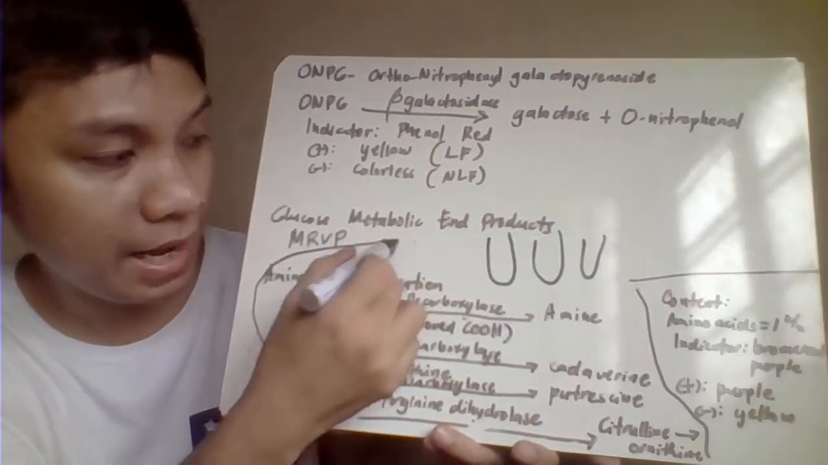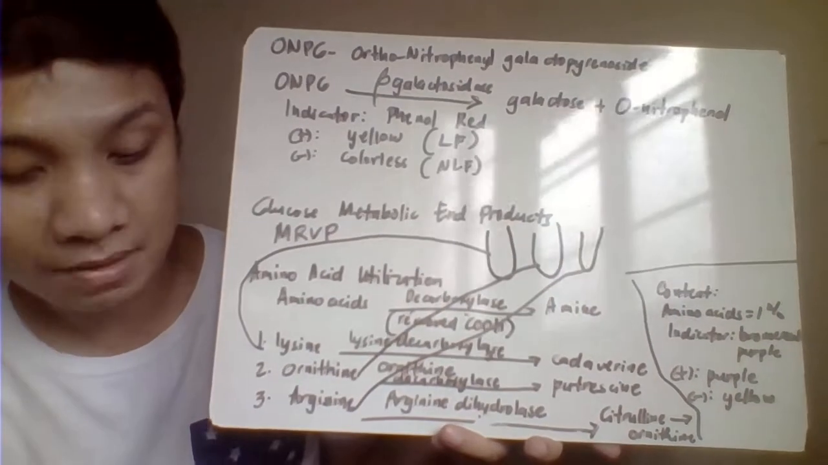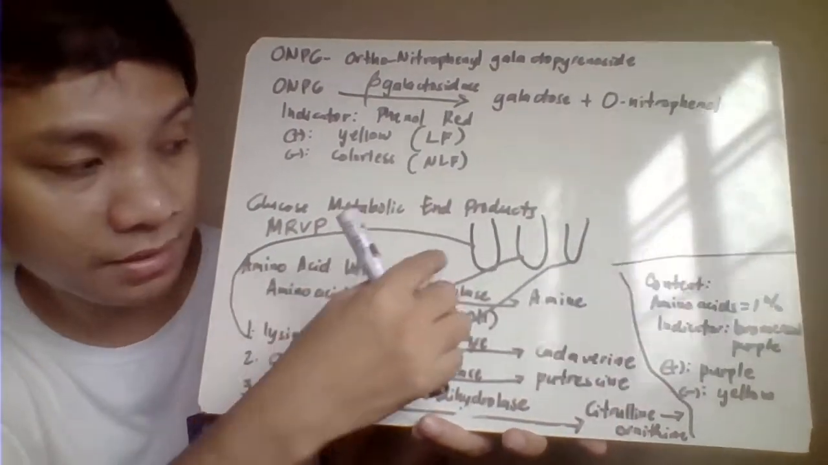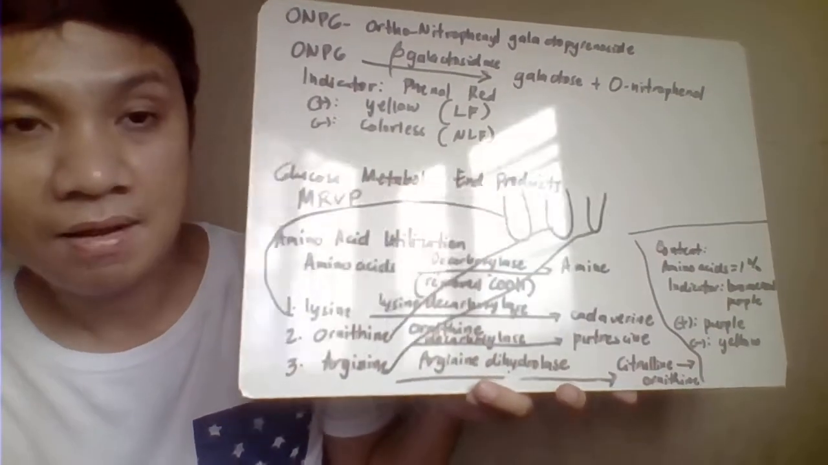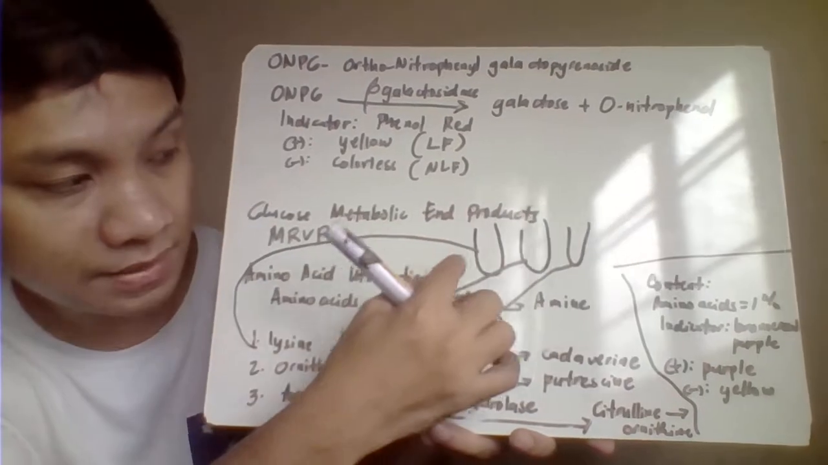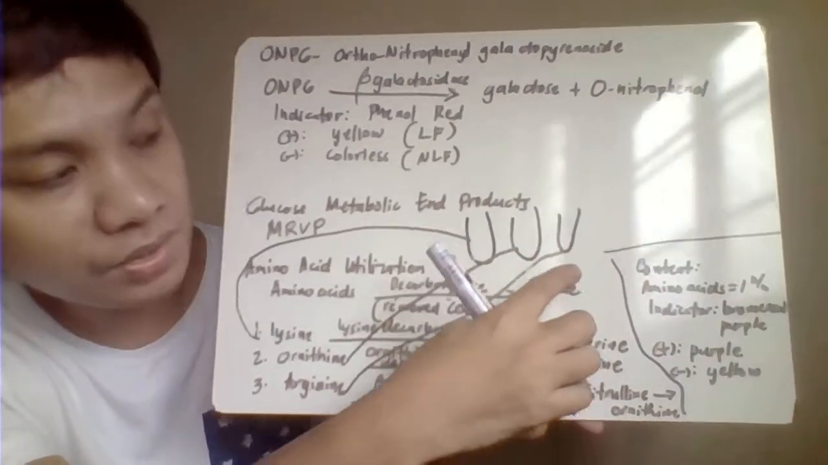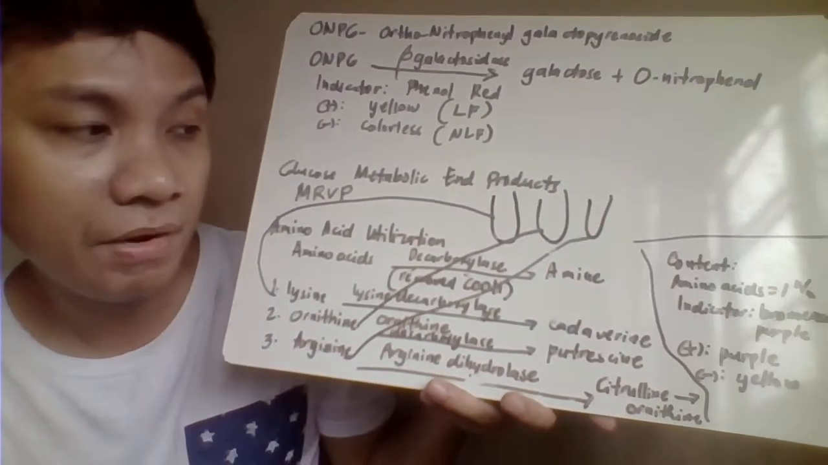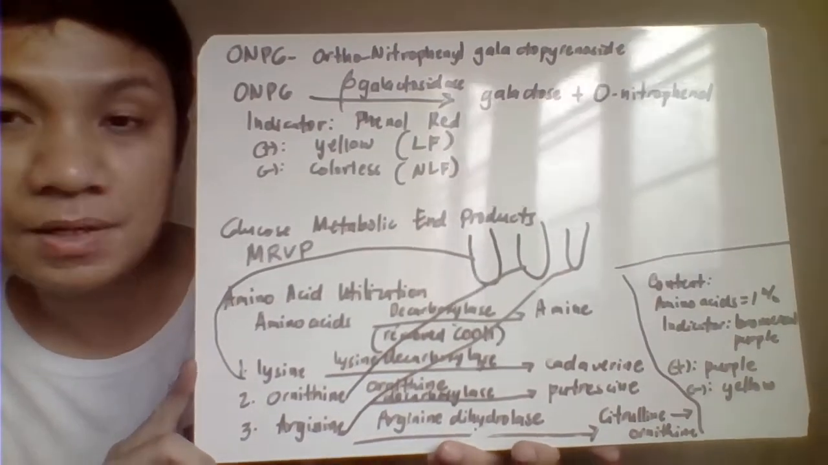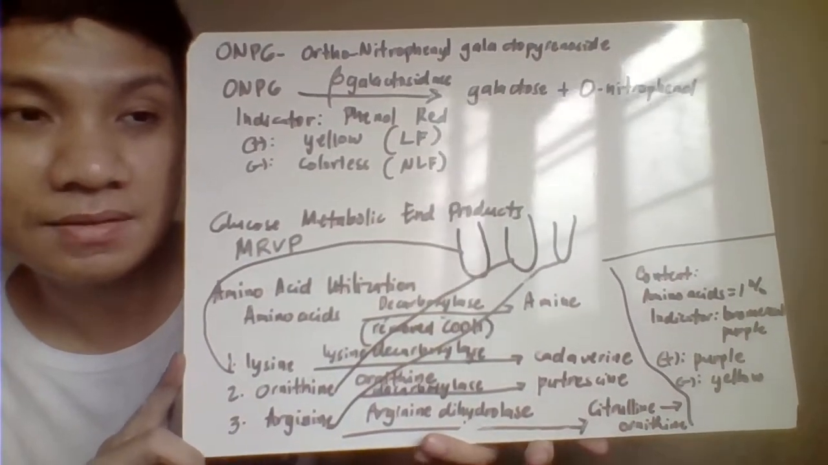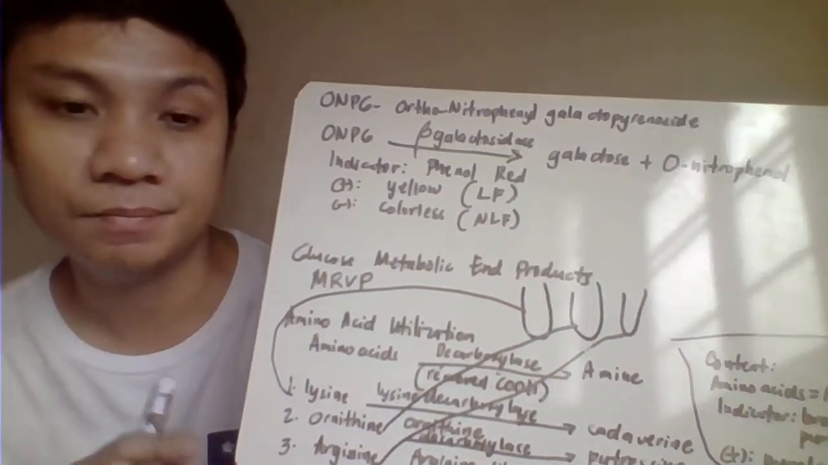So there are three test tubes. One is a test for the lysine, the other one is a test for the ornithine, and a test for your arginine. Each of these culture media contains 1% of your amino acid: 1% lysine, 1% ornithine, and 1% arginine. Then we have also the indicator used, your bromcresol purple. Positive result is violet or purple in color. Negative result is yellow.